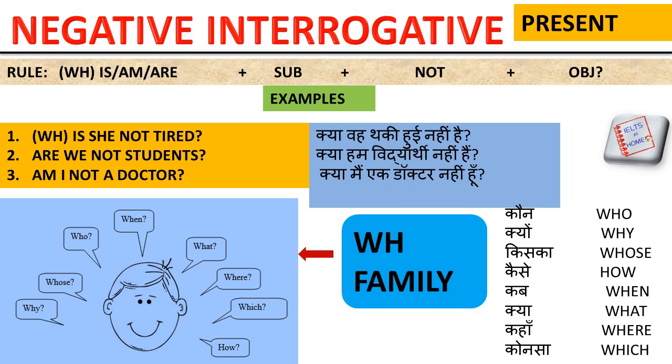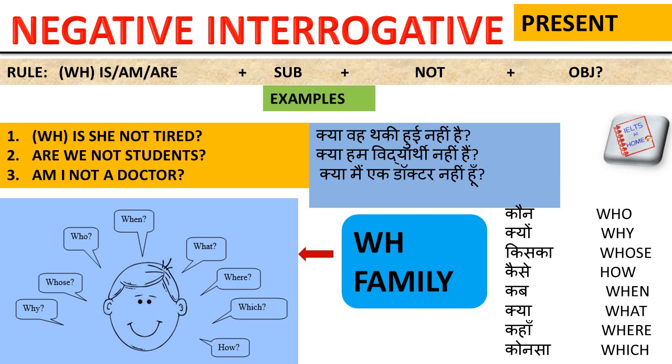And you can also see on your screen in the left side the picture of the WH family. Why, whose, who, when, what, where, which, how. The meaning of all these in Hindi is: who, why, whose, how, when, what, where, which.